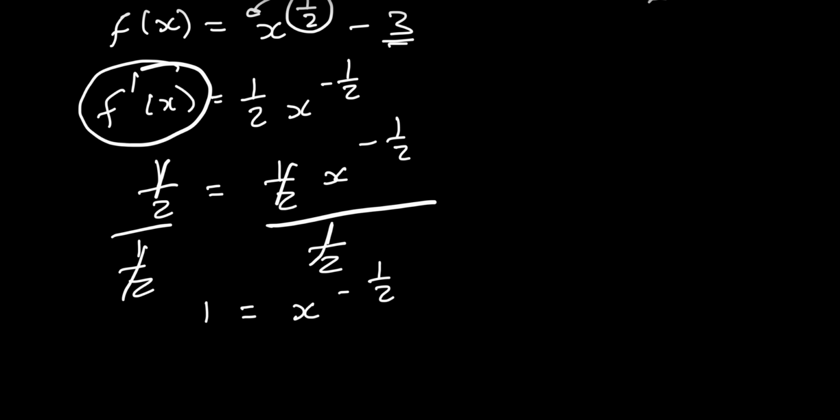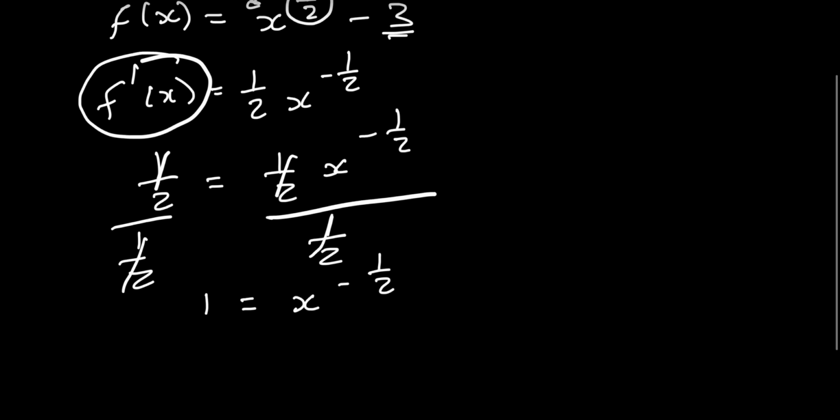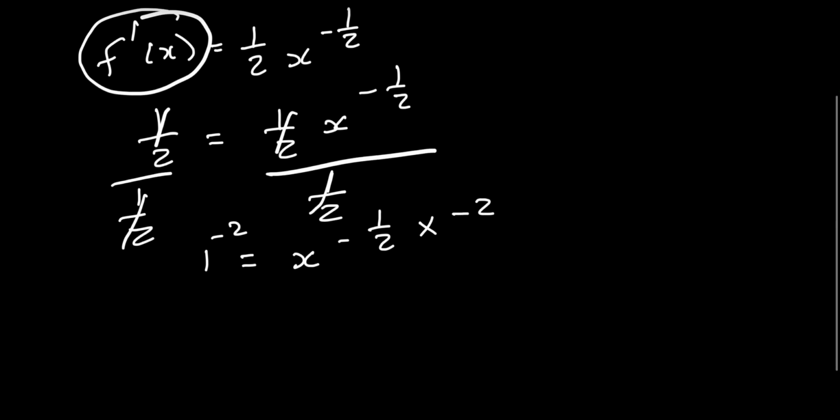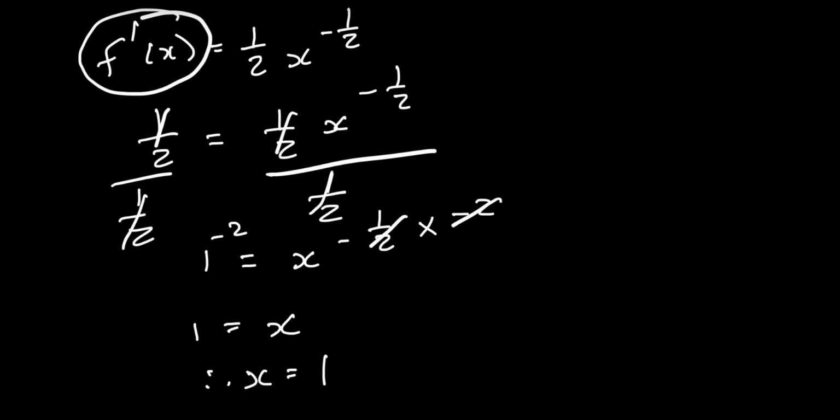So how can we find the value of x in this case? We can find the value of x by multiplying the exponent with its reciprocal. So we're going to multiply this with negative 2. If we multiply the exponent with negative 2 on that side, we also have to multiply it with negative 2 on this side. So now 1 to the power of negative 2 is just going to be 1. And then this will just cancel out, and we're just going to have x being equal to 1. So the value of x is equal to 1.